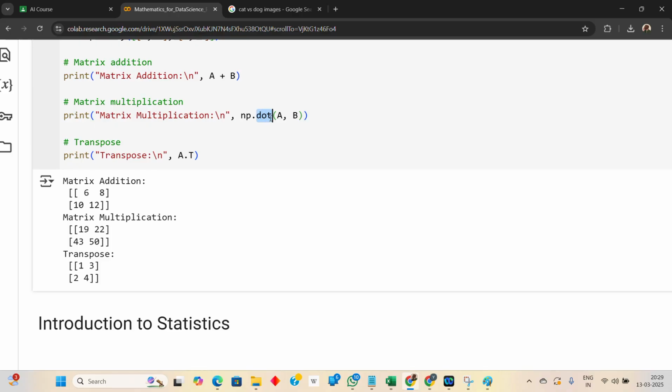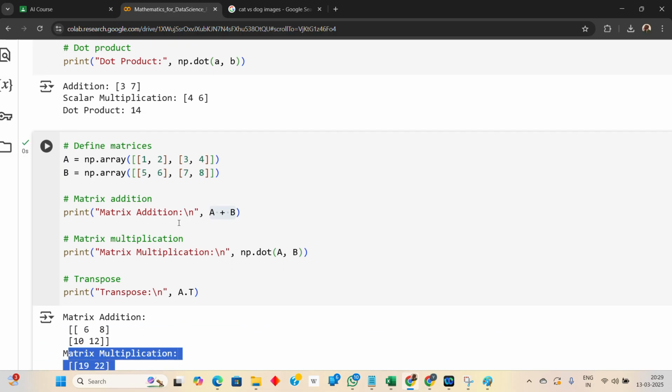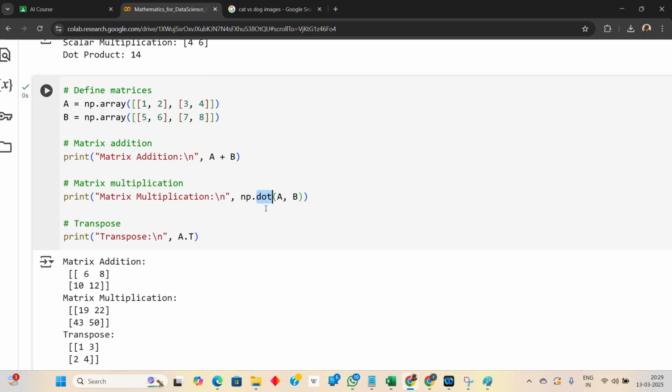If you don't use np dot, and instead use A into B, similar to A plus B, then that will be element by element, not the original matrix multiplication. 1 5s are 5, 2 6s are 12, 3 7s are 21, 4 8s are 32. That will be the result if you use A into B simply. If you want the original matrix multiplication, it is always recommended to go for the dot product.